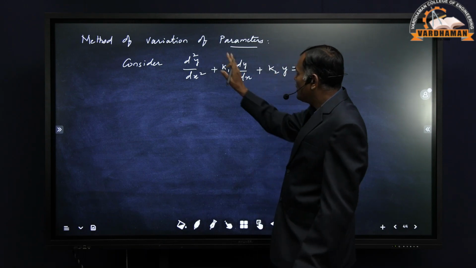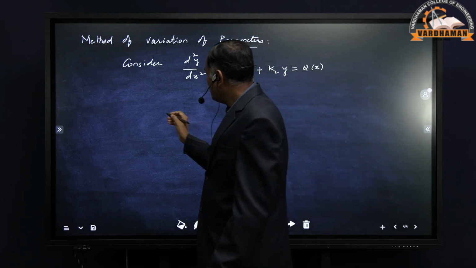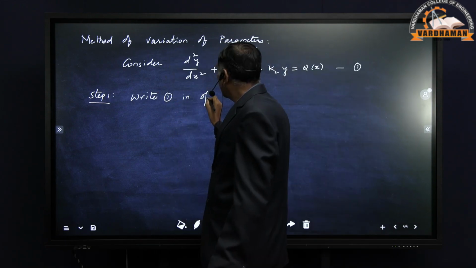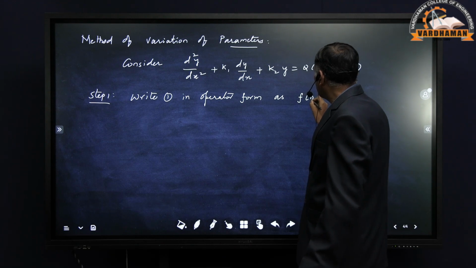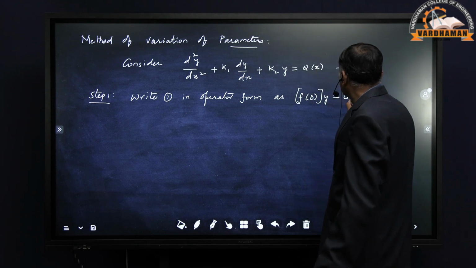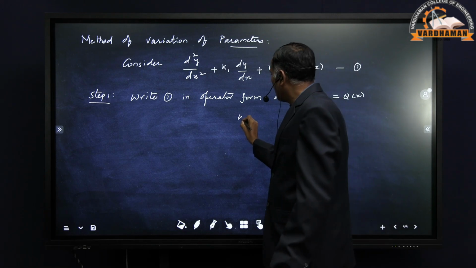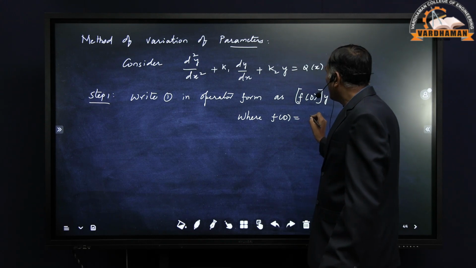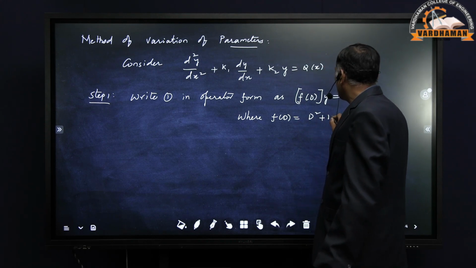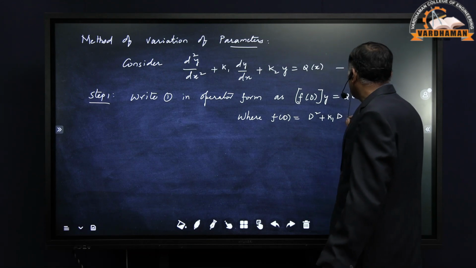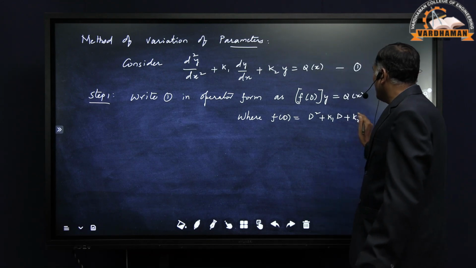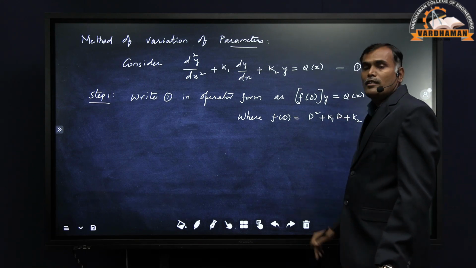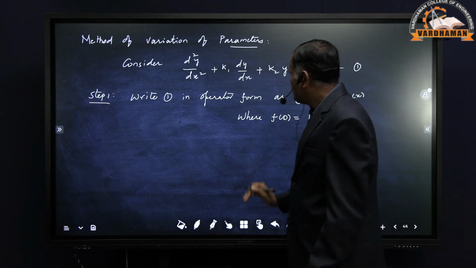Now to find the solution by this method, first write the given equation in operator form as f of D into y equals q of x, where f of D equals D square plus k1 into D plus k2, where k1, k2 can be either functions or constants, but in this case we are taking k1, k2 as constants. Now this is the first step.